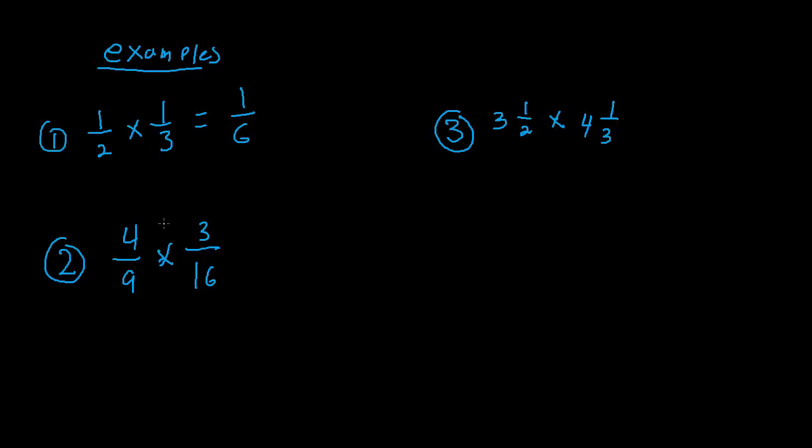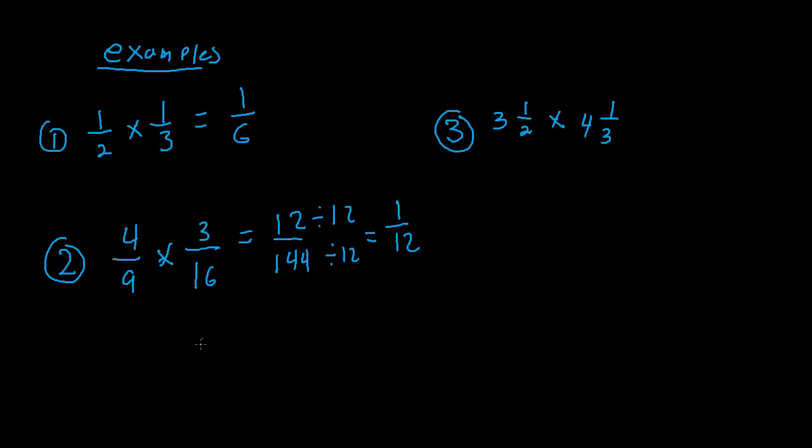Well, there's 2 ways we can do this problem. First way is just multiply across. What is 4 times 3? It's 12. And 9 times 16 is 144. And right away, what is the GCF of 12 and 144? Well, we know that 12 goes into 12 and 12 also goes into 144, so the greatest common factor has to be 12. We can write out the tree, but it's not necessary. This is going to be 1 over 12.